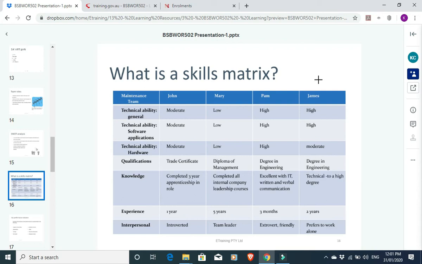And with that, you set up a skills matrix to understand your capabilities, and within those skills matrices, what is our technical ability? What are the software applications that we have? You look at your hardware.